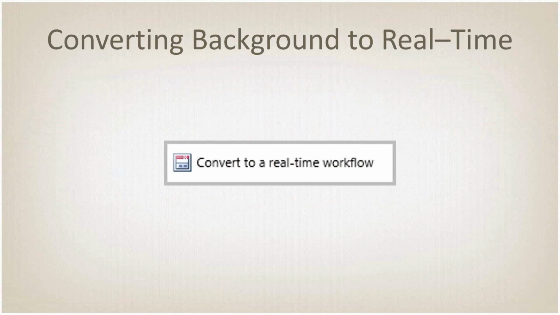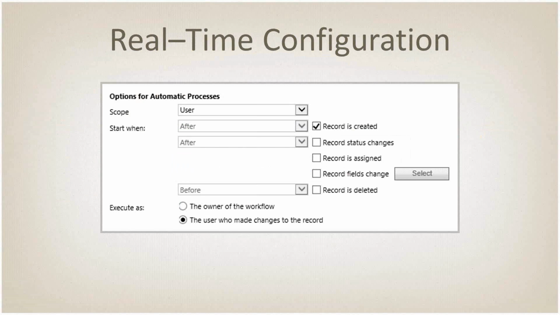So to convert from a background to a real-time workflow or vice versa, there's a checkbox that's grayed out, and it's grayed out because you have to push a button. They didn't want it to be simple. They wanted to make you very, very clear what you're doing here. So you click the convert to real-time, or it will actually revert back to background if you've already done that. You click that button, it will convert it to a real-time workflow, and it will display this box. So again, the scope is the same.